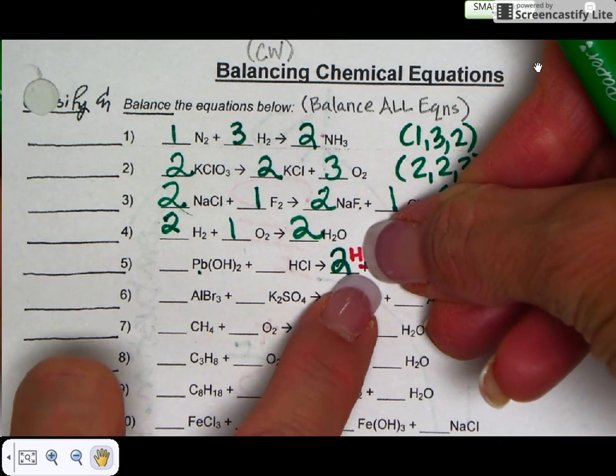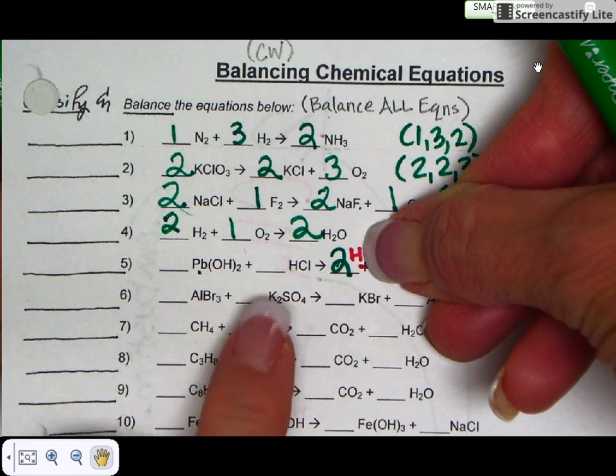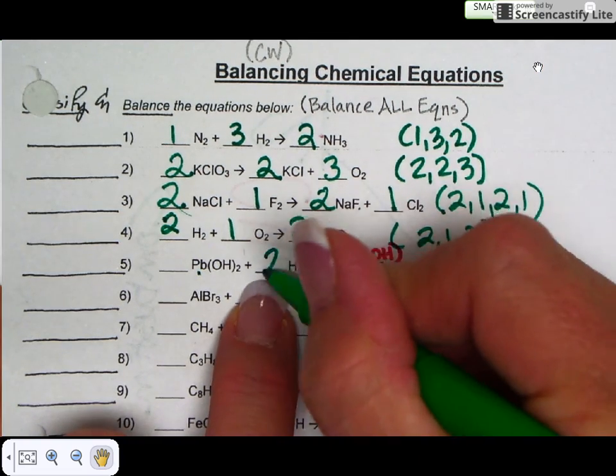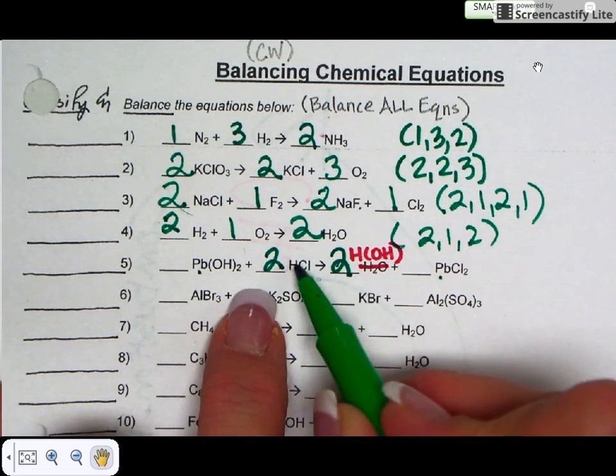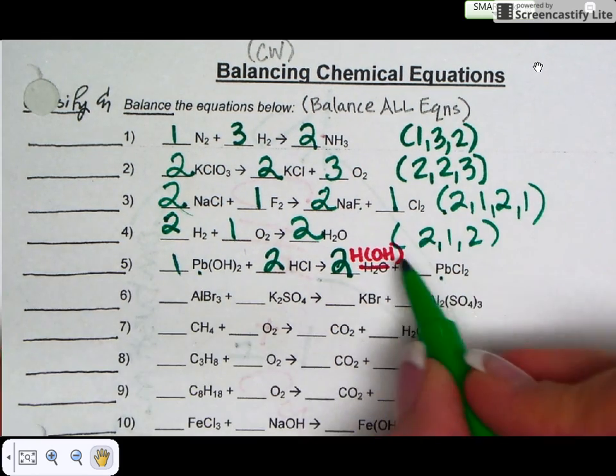Now, look at your hydrogens. Let's look at the front hydrogen. That gives me 2 hydrogens there. So look over here. Now balance the hydrogen in the HCl. I'll put a 2. That gives me 2 chlorines. And I look over here, I already have 2 chlorines. So it's balanced with a 1, 2, 2, 1.